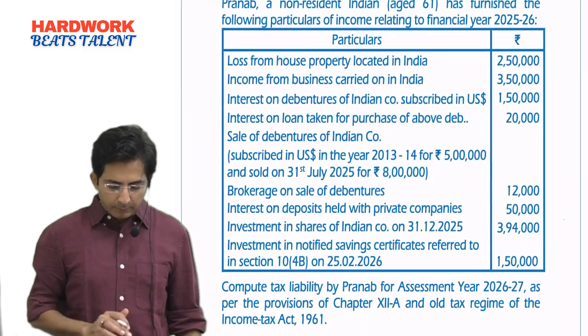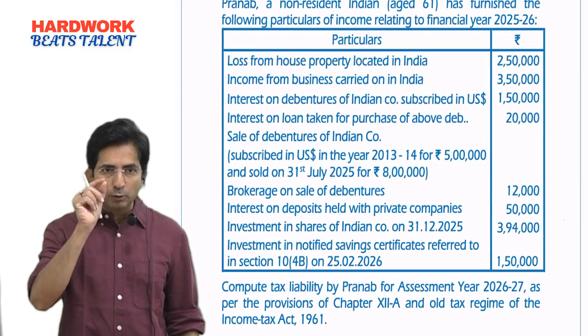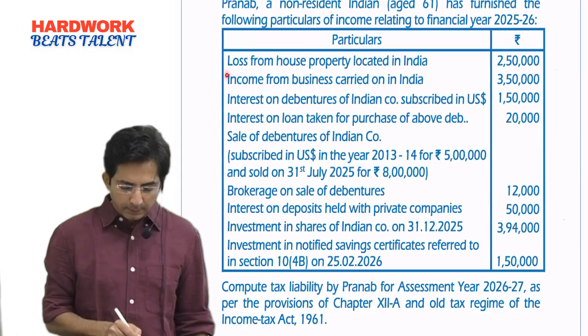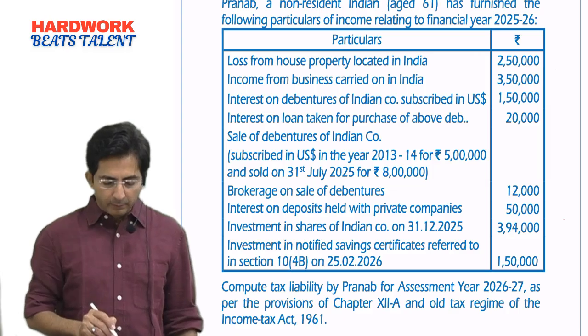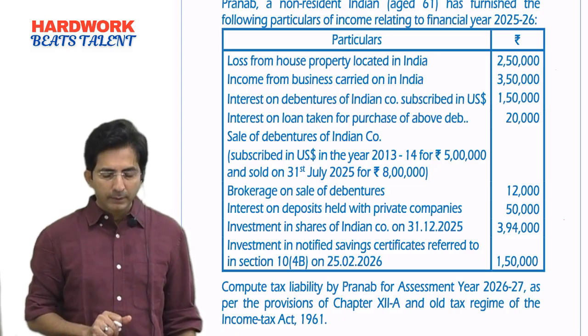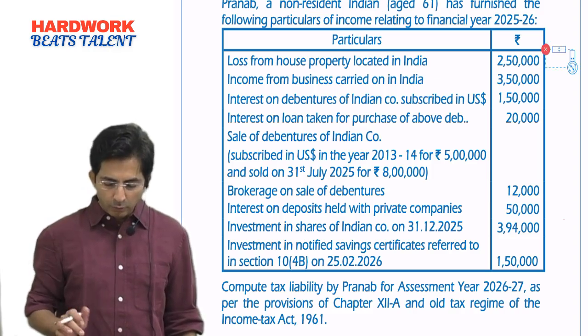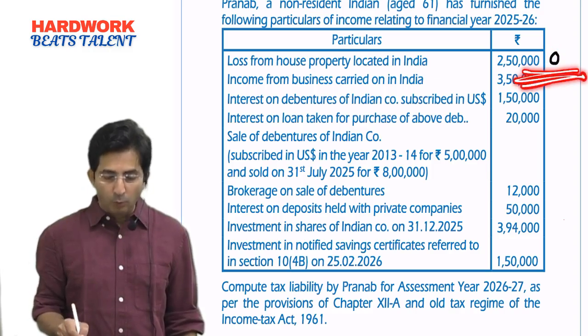Then in the question, let us divide all incomes into ILO. The first income is loss from house property located in India. Now tell me, loss from house property, is it Sargo income? It's not Sargo income, na? So I will give the category of O.